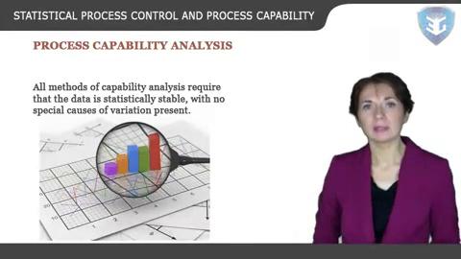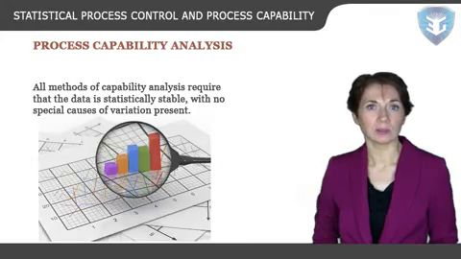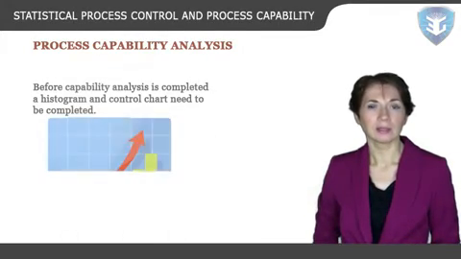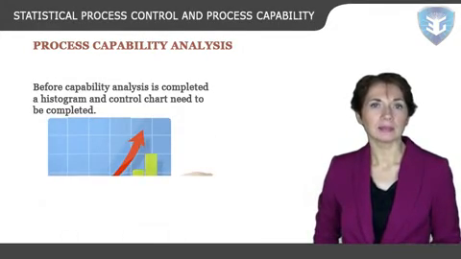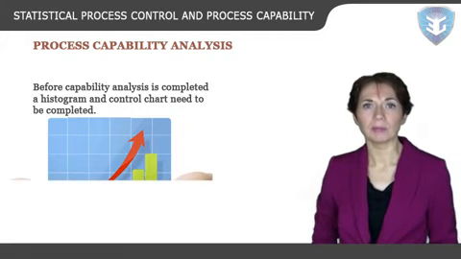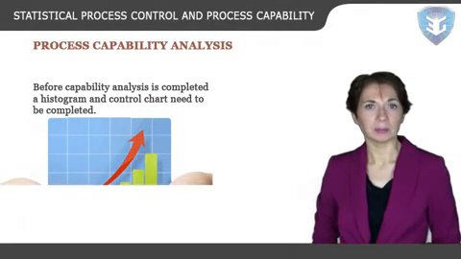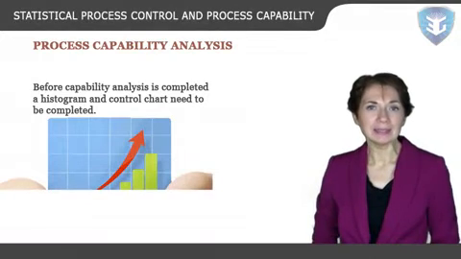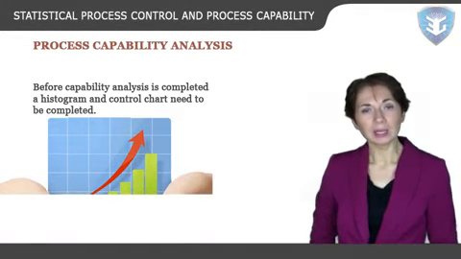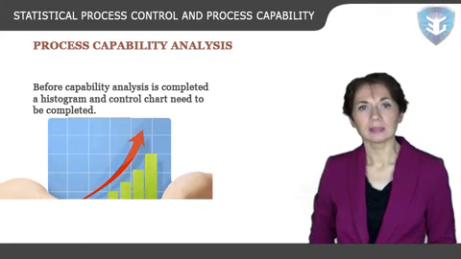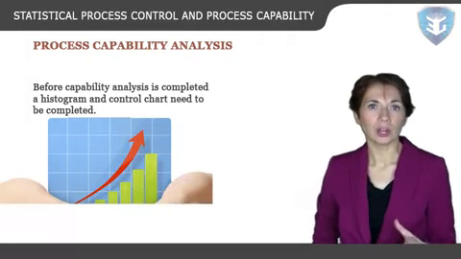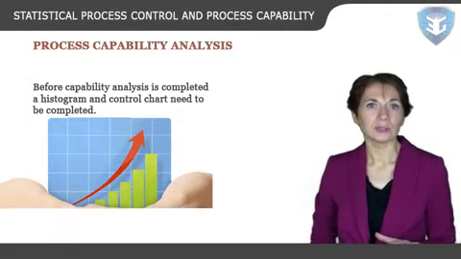If special causes exist, data from the system will be changing. Before capability analysis is completed, a histogram and control chart need to be completed. You can easily create these charts and perform capability analysis using software like Chart Runner, Lean SQC Pack.